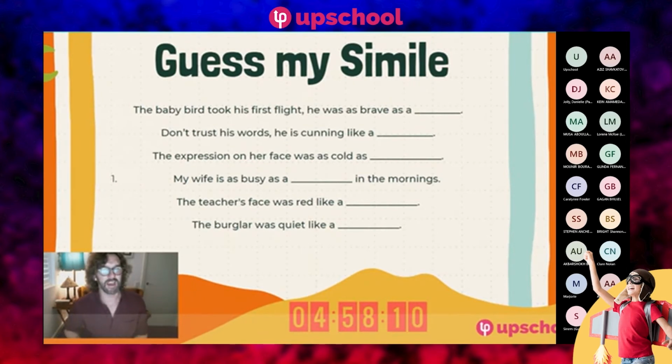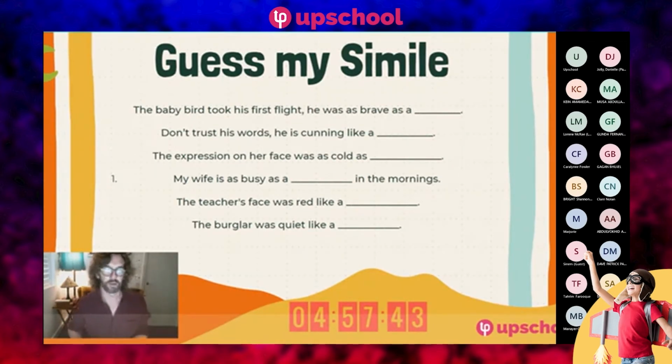Number 5, the teacher's face was red like something. Oh, so your teacher's really angry, getting very upset. He's spilled a whole cup of coffee over his trousers, brand new trousers, very upset. The teacher's face was red like a something. What is really, really red in the world? What is that?